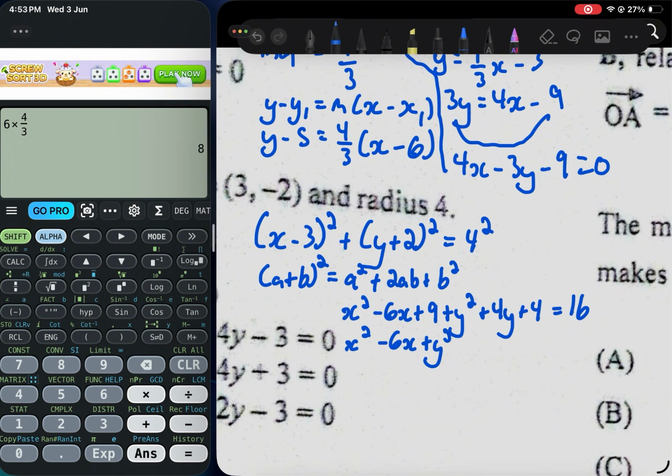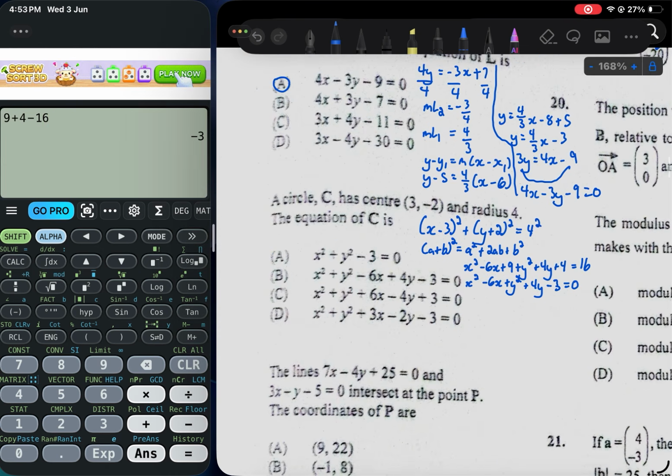plus y squared plus 4y. And then we look at our constants without any x or y terms. So 9 plus 4. Then we subtract the 16 because we're bringing it over to the left-hand side. So negative 3 is equal to 0. So our answer is B.